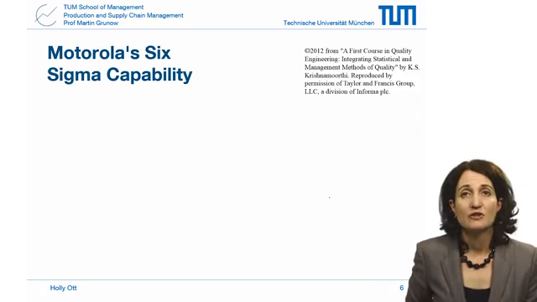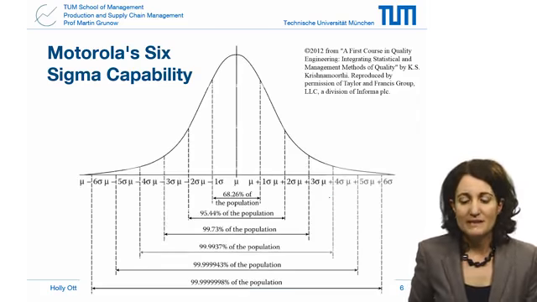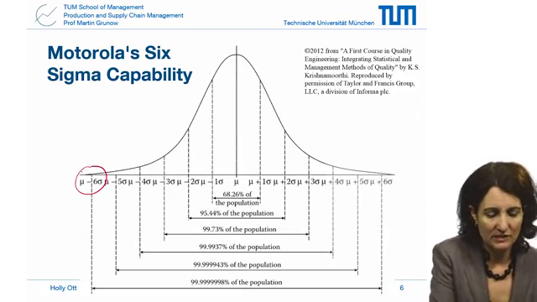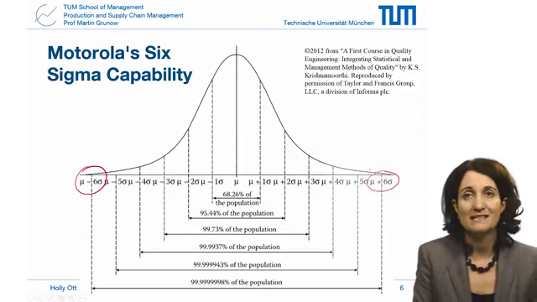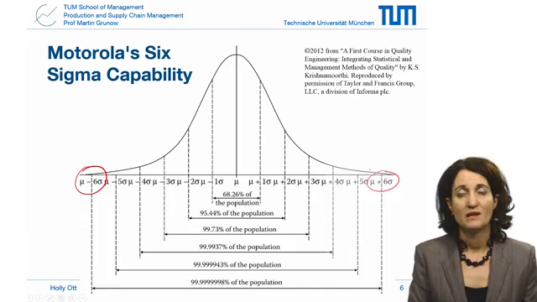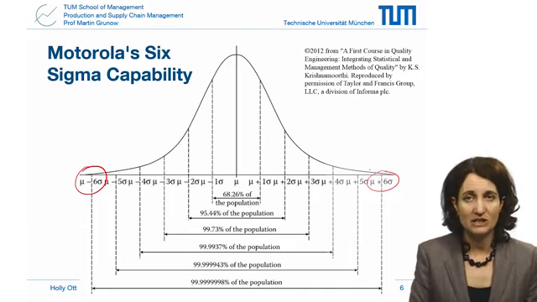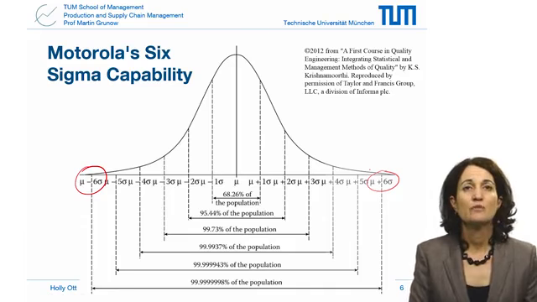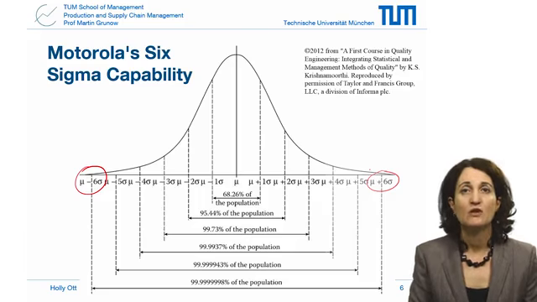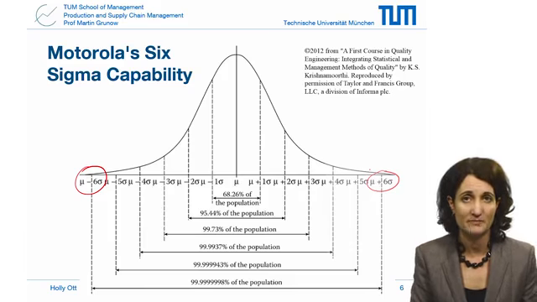Here we show the standard normal again, but this time up until plus or minus 6 sigma. Motorola made a strategic decision in 1986 that they would improve every one of their processes, whether for products or service, to have 6 sigma capability. According to their definition, a process is said to have 6 sigma capability if the defects produced in the process are less than 3.4 defects per million opportunities.